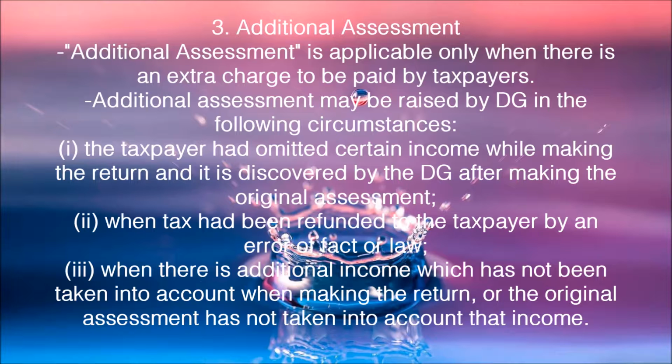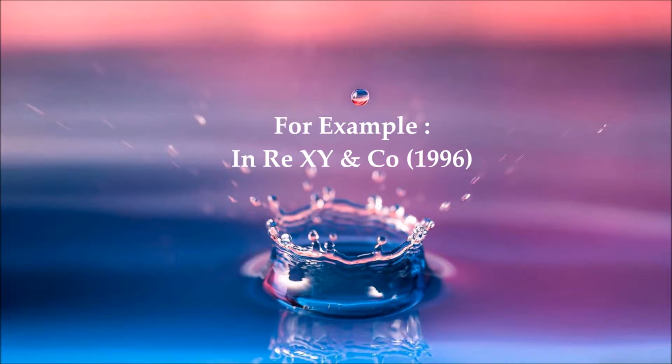The taxpayer had omitted certain income while making the return and it is discovered by the Director General after making original assessment. Next, when tax had been refunded to the taxpayer by an error of fact or law, and when there is an additional income which has not been taken into account when making the return or the original assessment has not taken into account that income. For example, the case of Inri XY and Company.